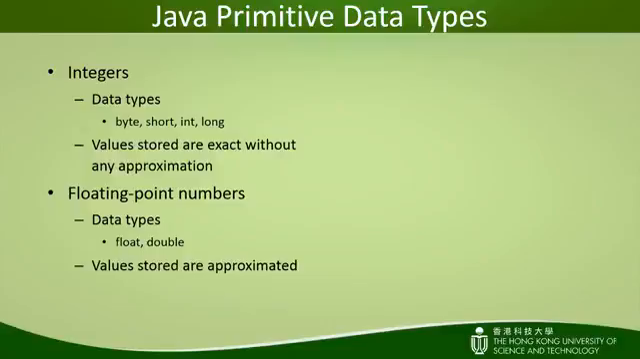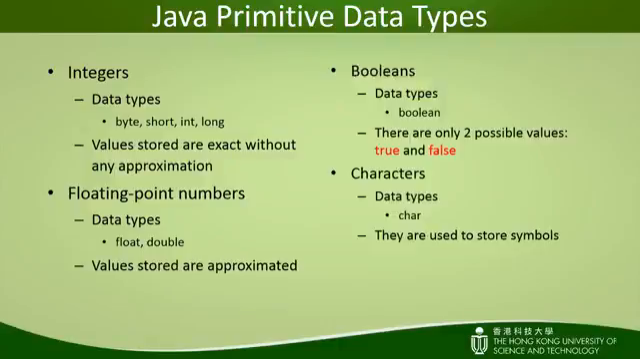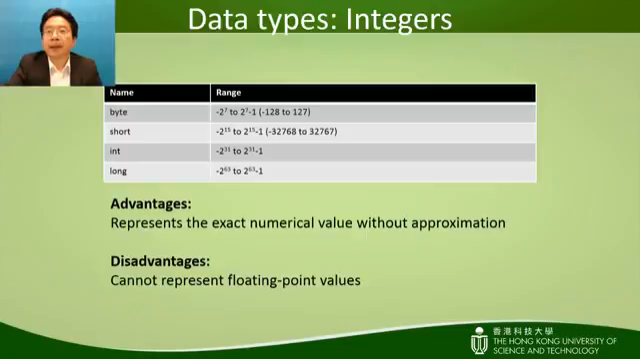Values stored in float and double types are only approximated. There is also char type for characters represented by the 16-bit Unicode standard. Boolean is a data type that can take on only 2 possible values, true and false. We'll first focus on integer and floating point types, and we'll come back to char and Boolean types later in the course. Among the 4 integer types, byte is an 8-bit signed integer with value ranging from -128 to 127.